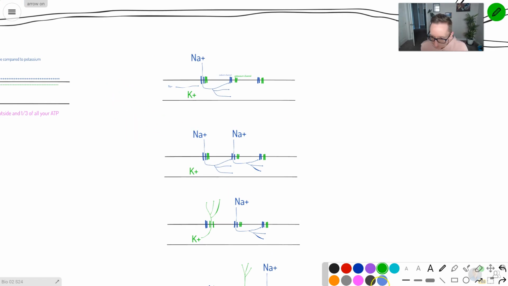Okay, sodium channels open more sodium channels. Sodium opens, think of it that way. Sodium opens more sodium channels, allowing sodium to rush into the neuron. Okay.